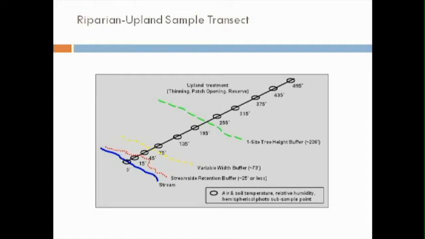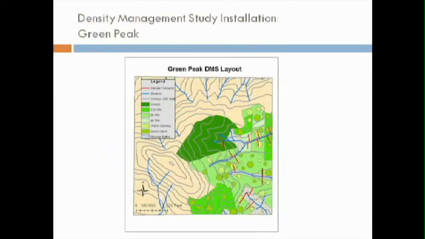In our study, we used a series of transects running from the stream into the upslope, and illustrated here is just kind of a conceptual diagram of the average buffer width for the streamside retention, variable width and 1 site potential tree height buffers.